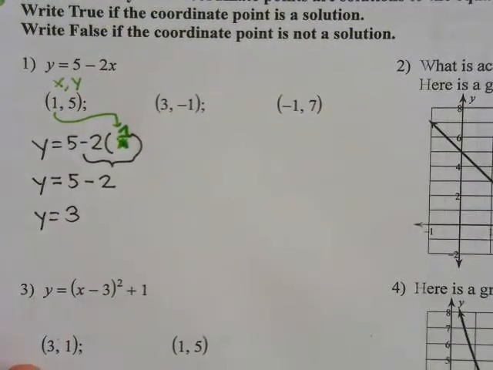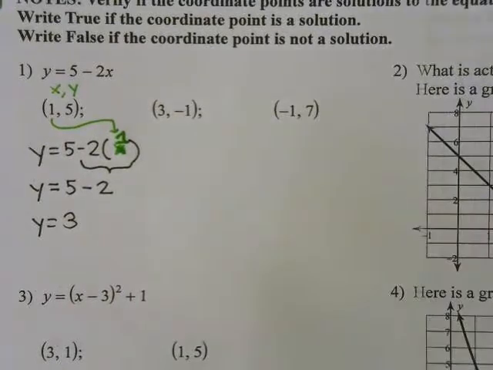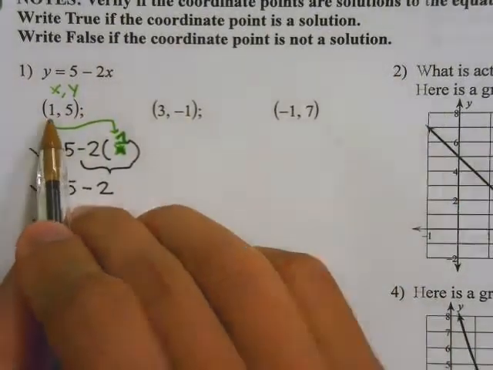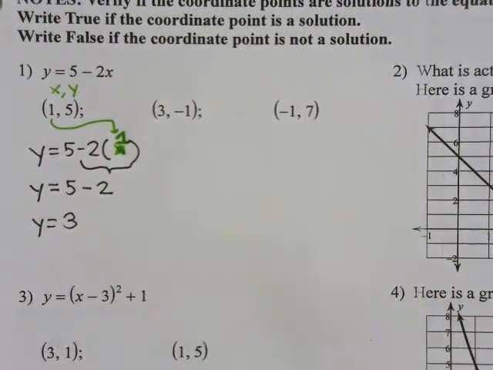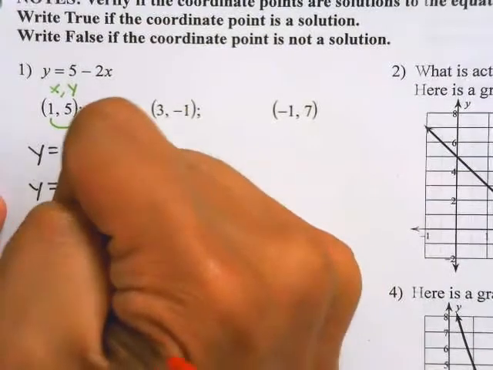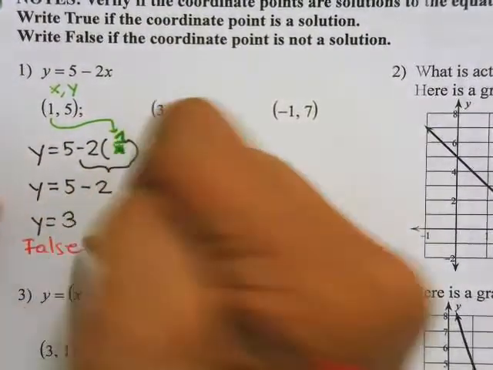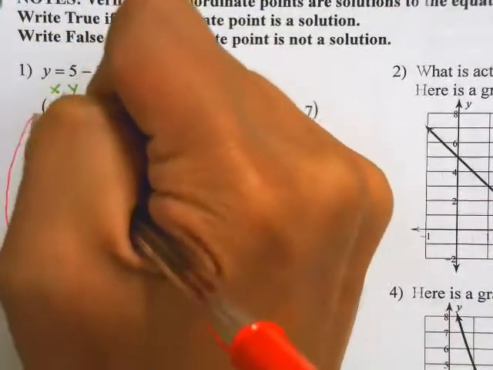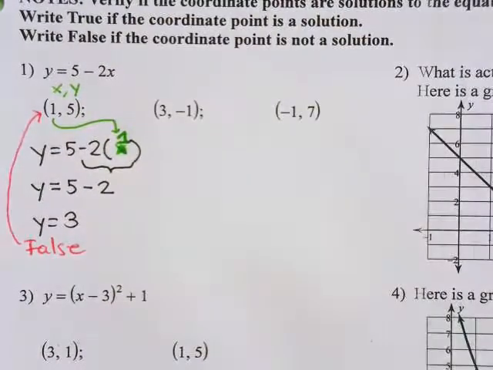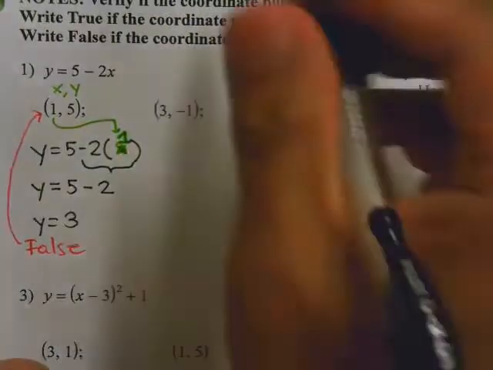Okay, so now if we plug in 1, we're supposed to get a 5, but did we get a 5? No, we got a 3 instead. So if the coordinate is not a solution, we're going to have to write false. So this part over here is going to be false. (1, 5) is false for this equation. We're going to do it 2 more times.